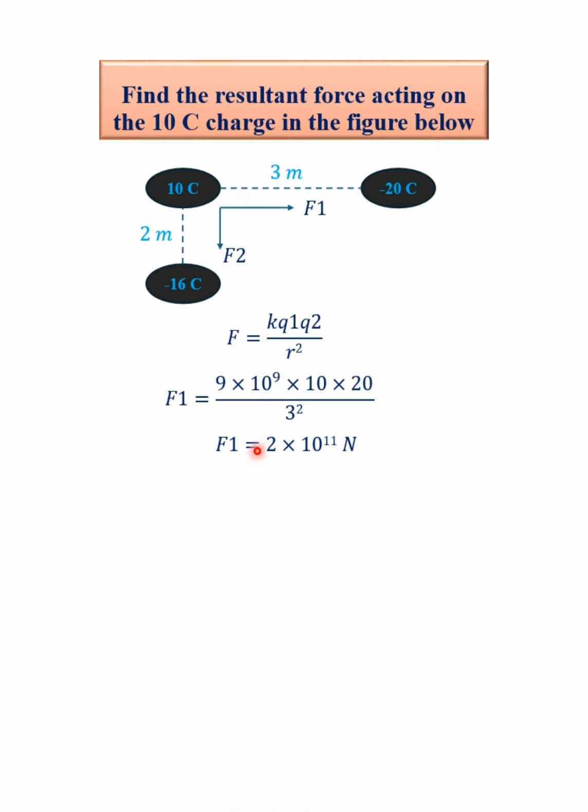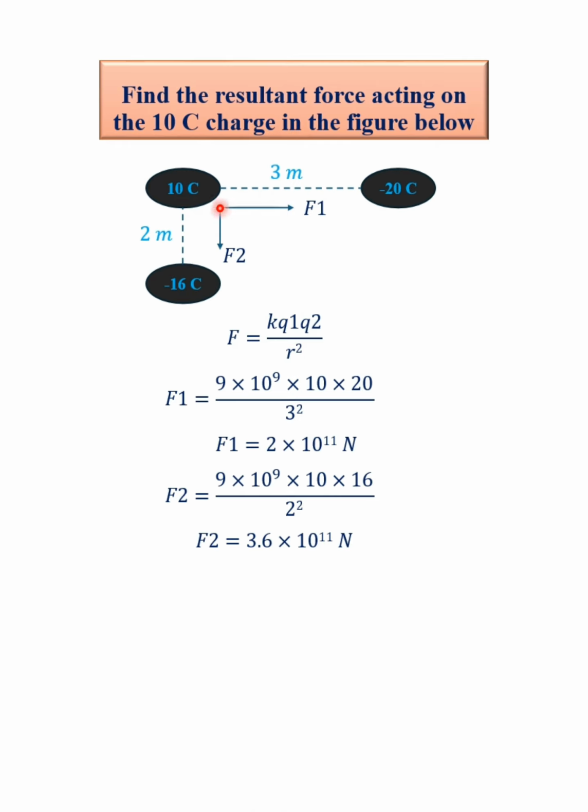Now we are done with F1. Let's look at F2 between 10 and negative 16. F2 now becomes, the constant remains 9 times 10 raised to power 9, times 10 for Q1, times 16, now representing Q2 for these two charges, divided by 2 squared, the distance. Putting this value into your calculator, you have that the force is 3.6 times 10 raised to power 11 Newton. Now we know F1 and F2.